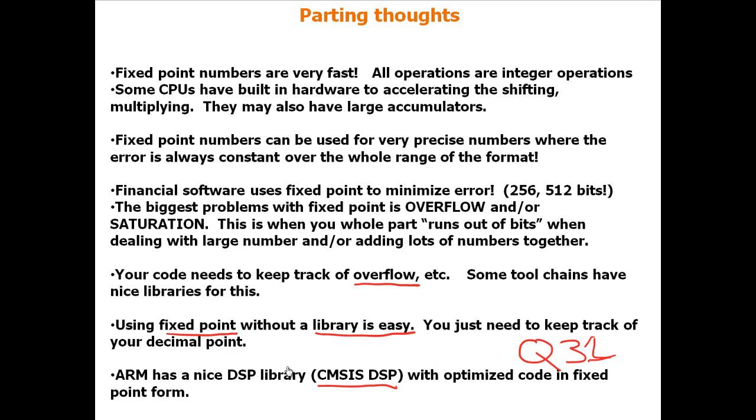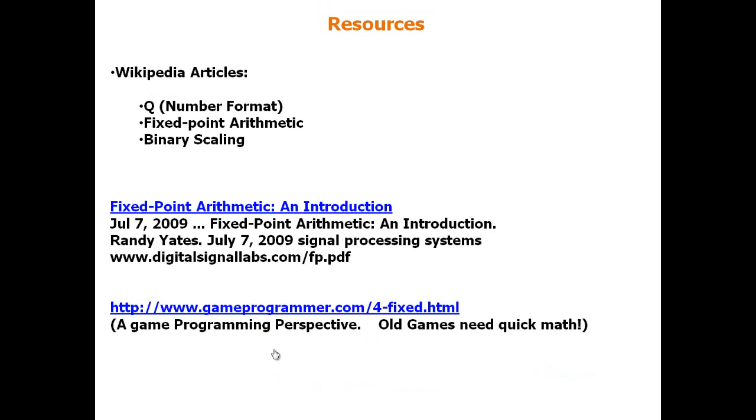So in terms of resources, I find the Wikipedia articles are excellent on Q number format and binary scaling. This reference is good from Randy Yates, but it is a fairly mathy approach. I tried to take a little bit different approach and look at things a little bit more qualitatively.